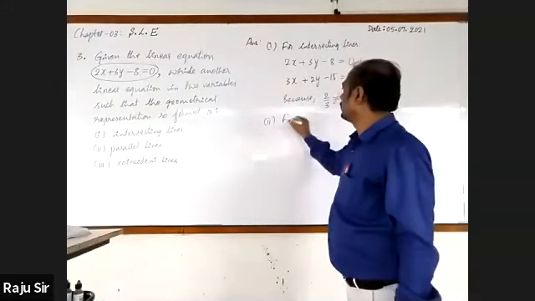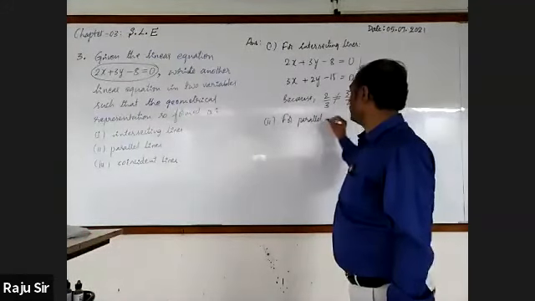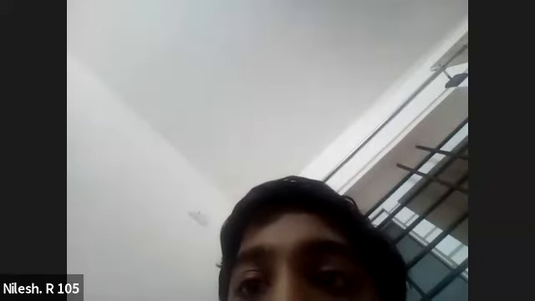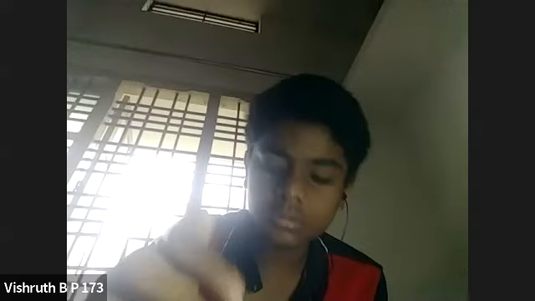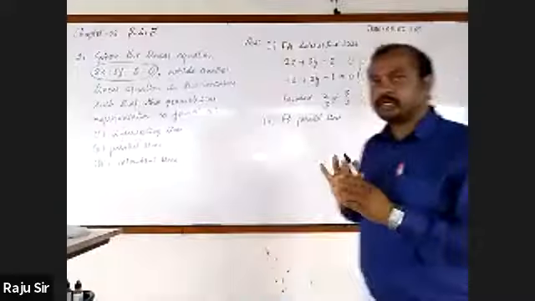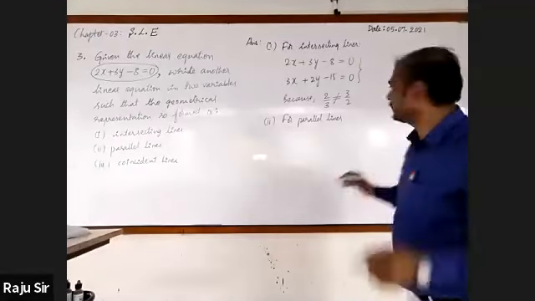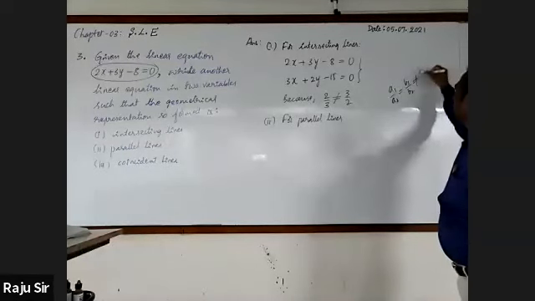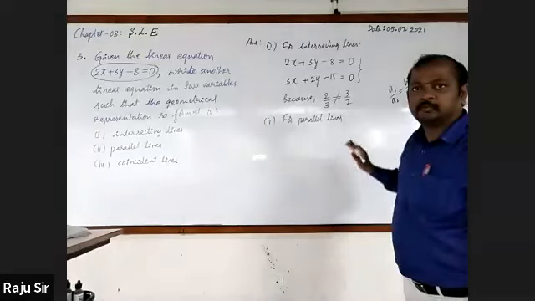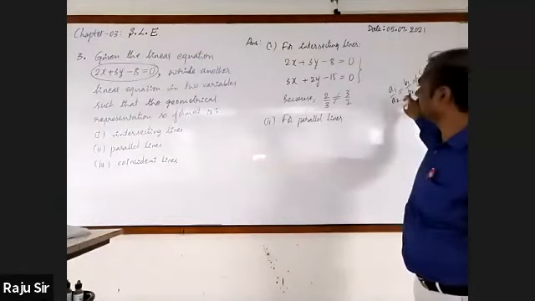Then for parallel lines, what type of solution must they have? No solution, sir. Parallel lines have no solution. That means the equations should satisfy the condition that A1 by A2 is equal to B1 by B2, but not equal to C1 by C2. We have to write equations which satisfy this condition.